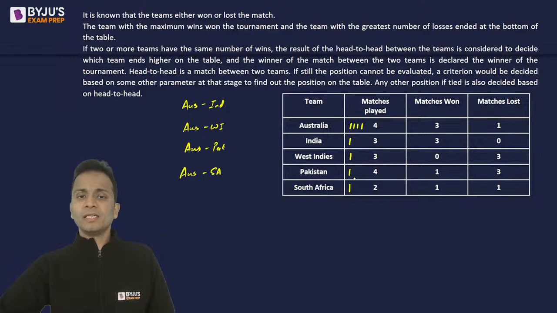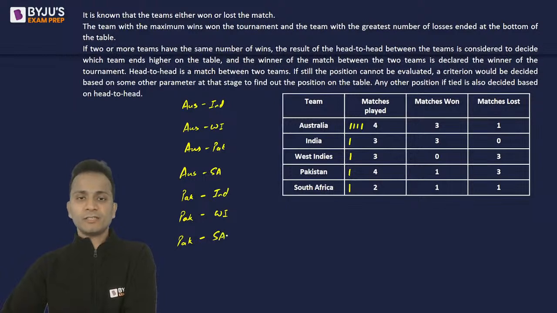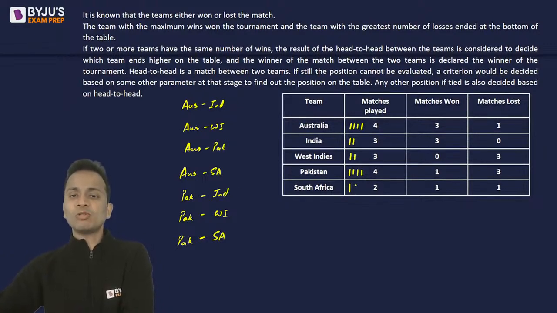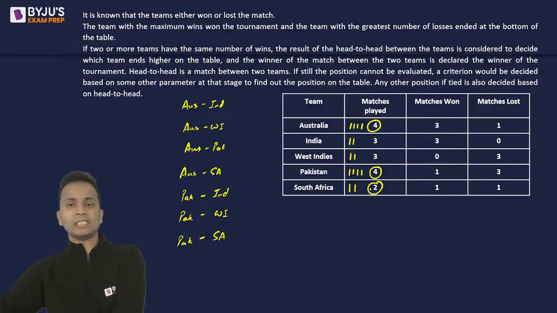Now I'll take Pakistan. Pakistan has played all 4 matches, out of which Pakistan has played a match with Australia. So Pakistan will play with the other 3 teams: India, West Indies, and South Africa. So 4 matches of Pakistan are done, and then India's 1 more match, West Indies 1 more match, and South Africa's 1 more match is done. So as I can see, Australia's all 4 matches are done, Pakistan's all 4 are done, South Africa's 2 matches are done.